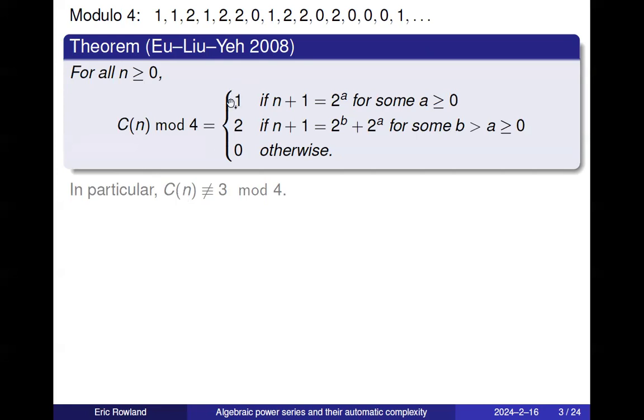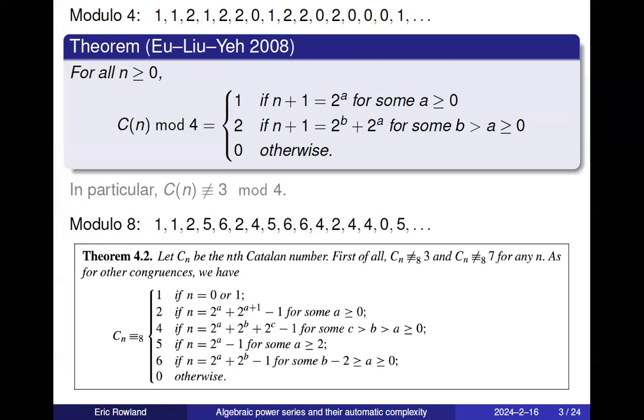And here's a characterization of when the nth Catalan number is 0, 1, or 2. This is from 2008. This is the case we just saw on the previous slide for the Catalan numbers mod 2. And then what determines whether an even Catalan number is 0 or 2 mod 4 is whether n plus 1 has this form. It's starting to look like information about the base 2 expansion of n, or n plus 1 or something.